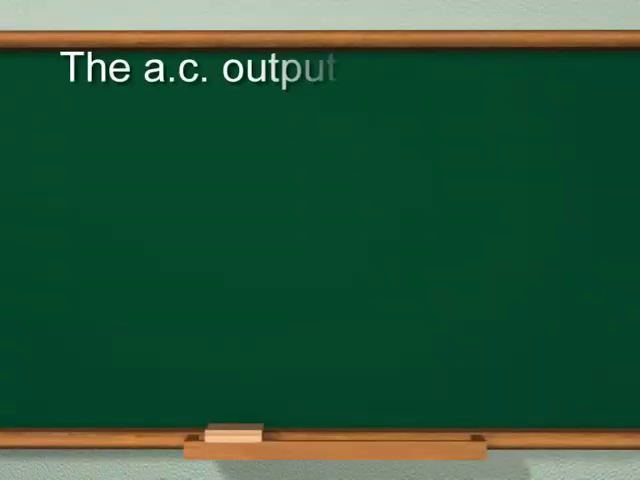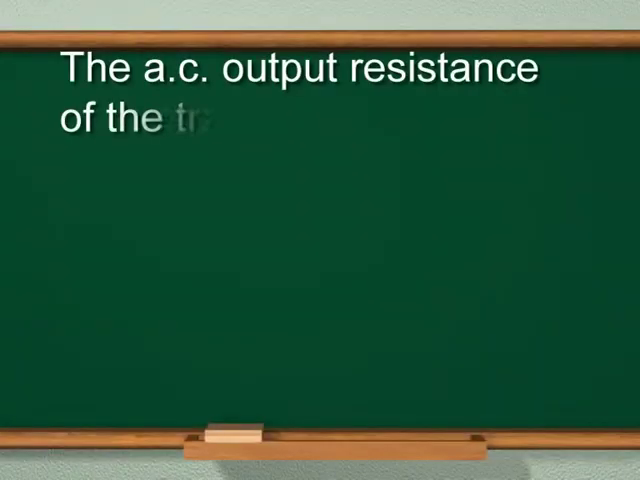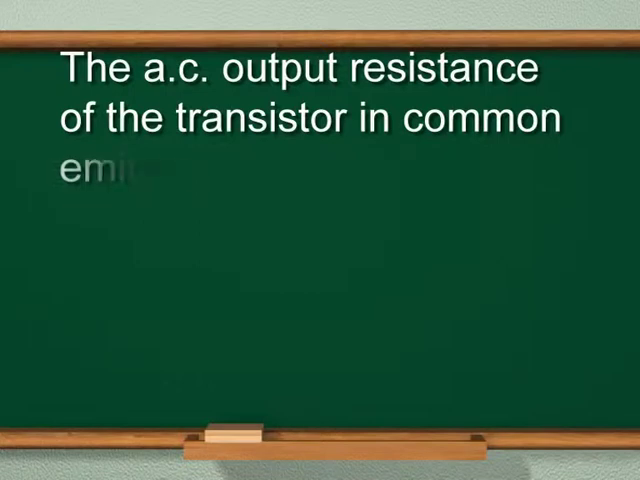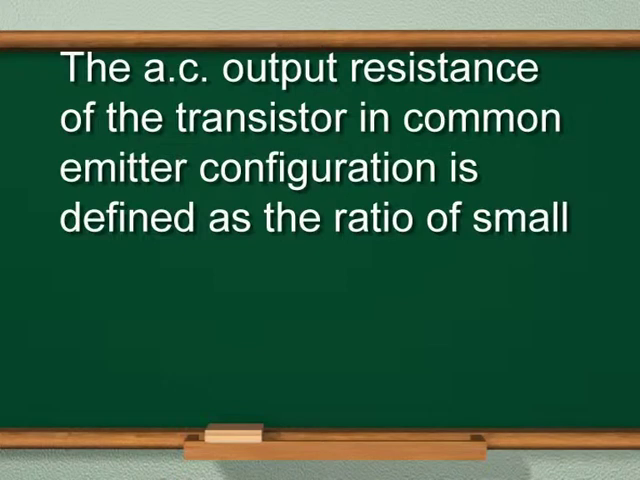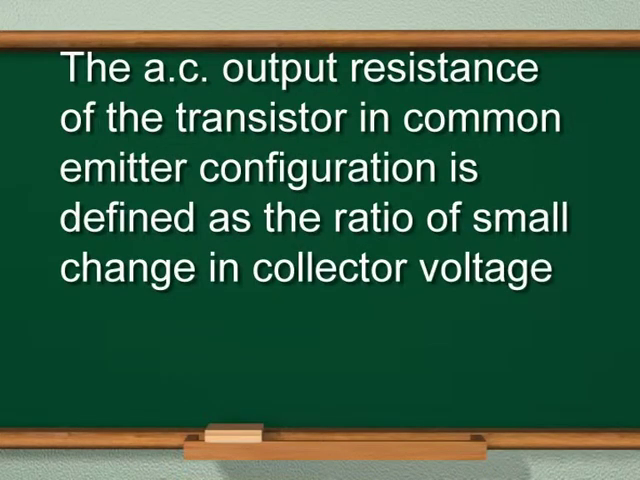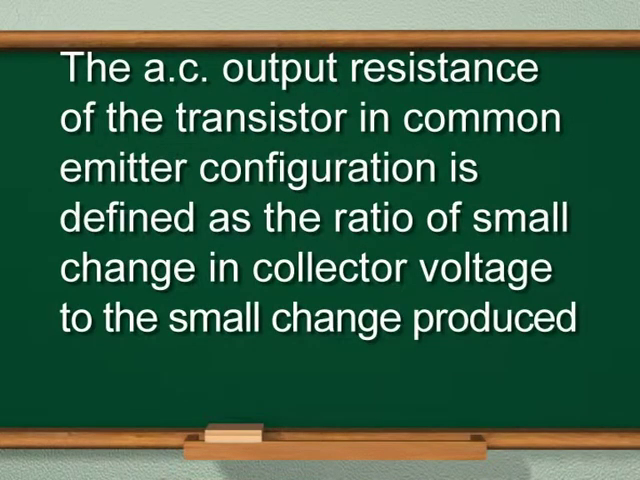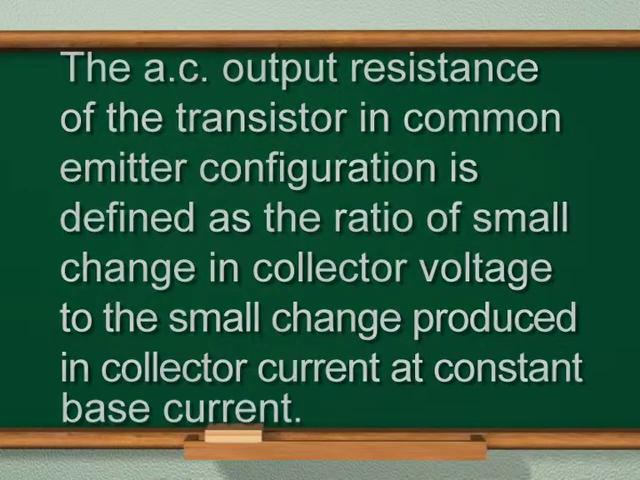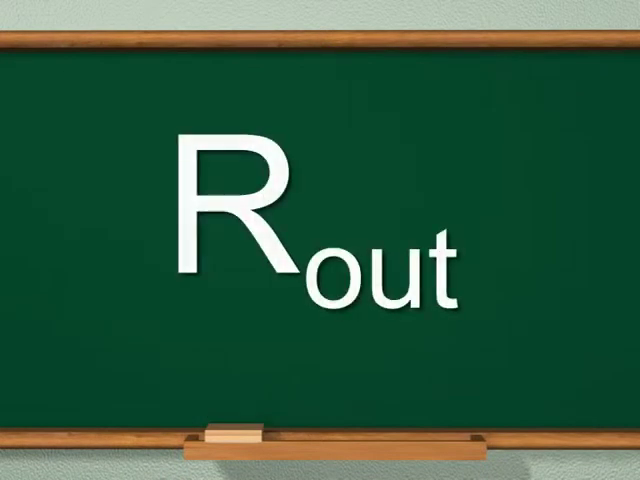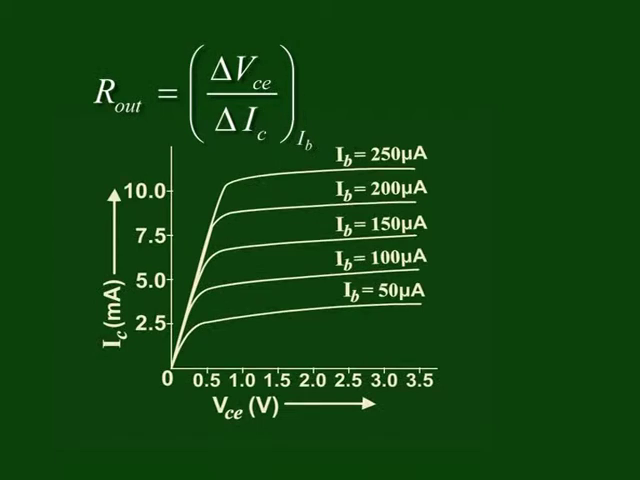Similarly, the AC output resistance of the transistor in common emitter configuration is defined as the ratio of small change in collector voltage to the small change produced in collector current at constant base current. It is denoted by Rout. Thus, Rout is equal to delta VCE by delta IC at constant base current.